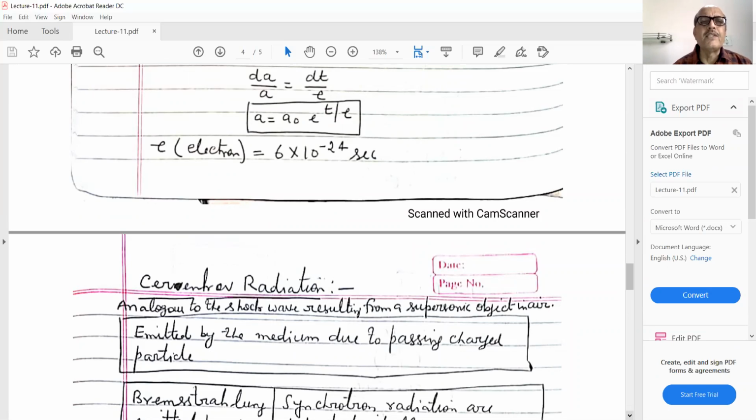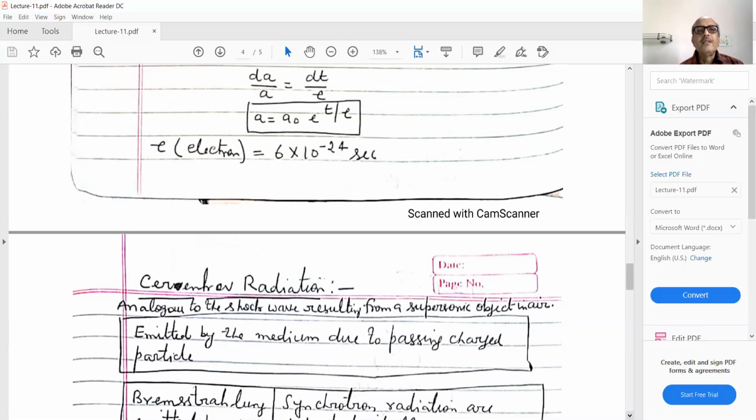Cherenkov is the name of a Russian scientist. Normally we read it as Cherenkov, and in some books you will find it written with CHE also, but it is Cherenkov.